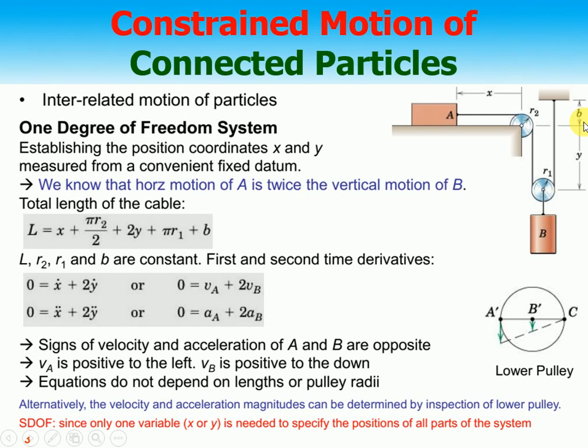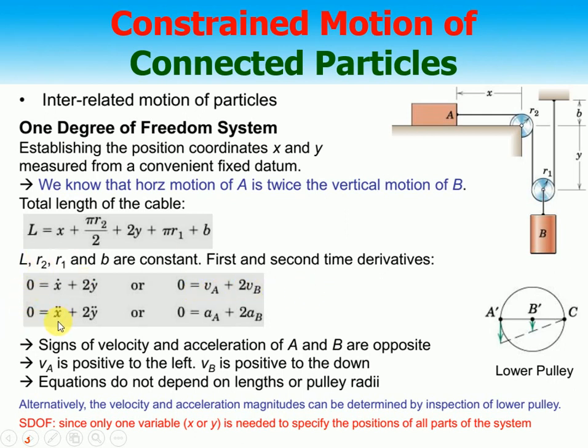If you see here, b, r1 and r2 are basically constants. So if I take the first derivative, L is constant, of course, as the length of the rope is not changing with respect to time. So x changes to x dot, pi r2 by 2 is constant, y changes to 2y dot, and pi r1 plus b is constant, so 0. So it is x dot plus 2y dot equals 0, or I can say 0 is equal to VA plus 2VB, or I can say VA is minus 2 VB and vice versa.